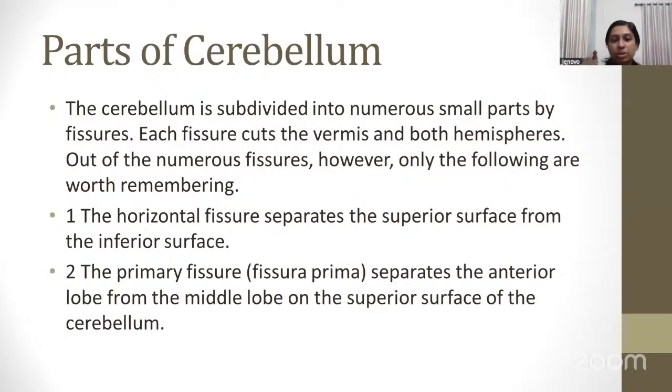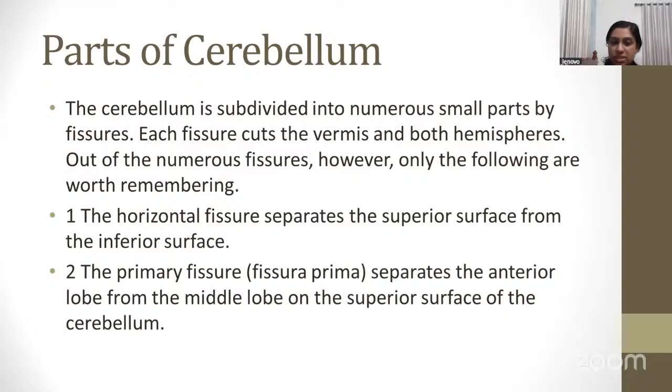Now coming to the parts of cerebellum. The cerebellum is subdivided into numerous small parts by means of different fissures. The important ones we have discussed now. Vermis is the median structure, and each fissure cuts the vermis and both hemispheres.